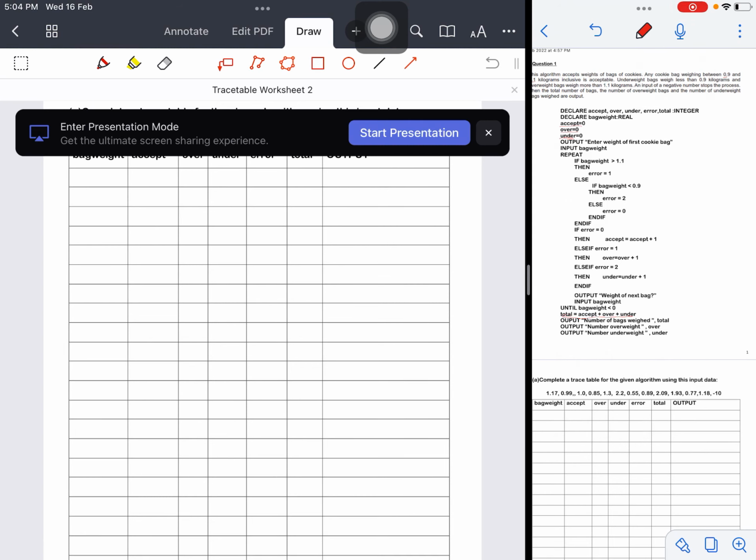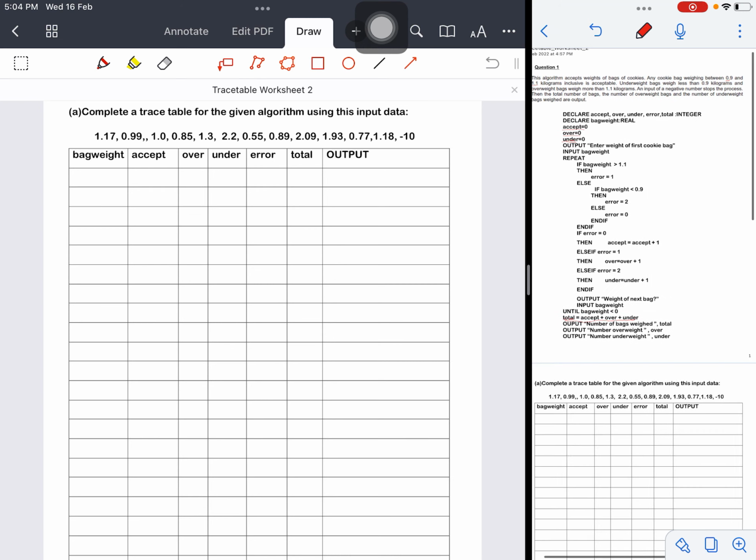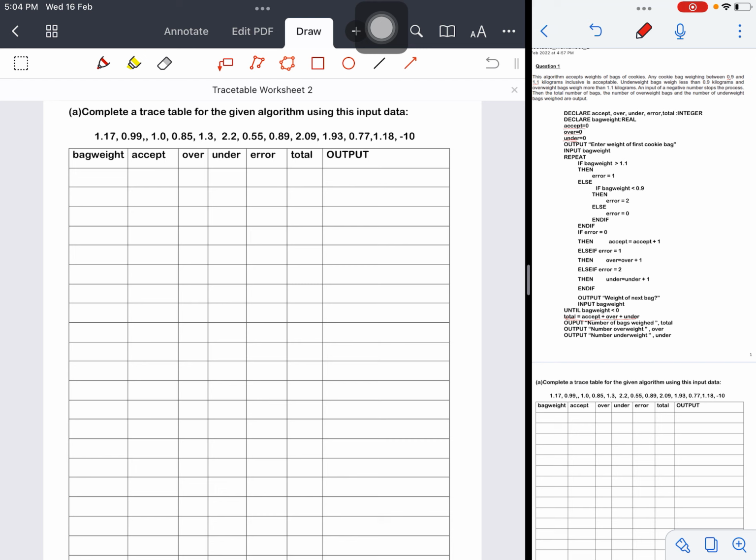Okay. So the best way to actually do this task is to have multiple screens or split the screen, so that you can have the algorithm on the right side and the trace table on the left side. And so we start right away. I'm looking at the right side and then going to the left side and filling it in.